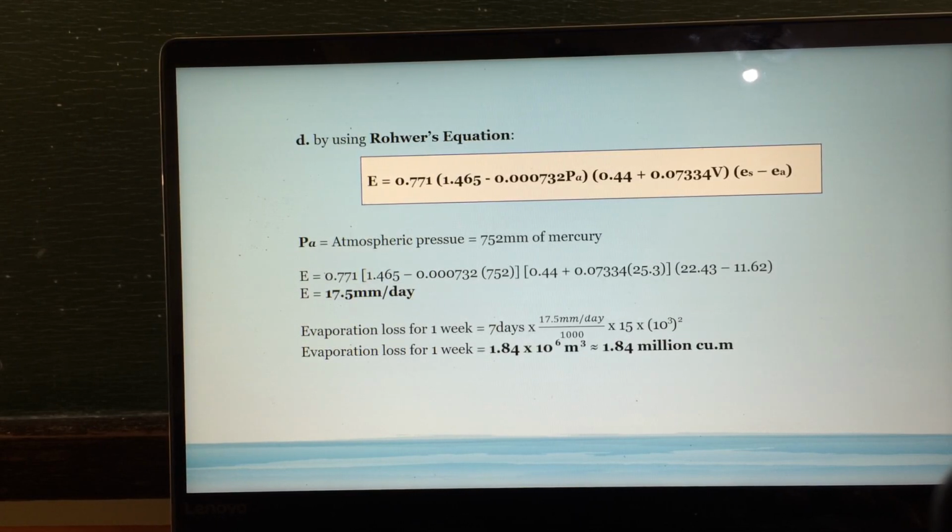E is equal to 0.771 times the quantity of 1.465 minus 0.000732 times P sub A, which is 752, times the quantity of 0.44 plus 0.07334 times 25.3, times the quantity of 22.43 minus 11.62. E is equal to 17.5 millimeter per day. Evaporation loss for 1 week is equal to 7 days times 17.5 millimeter per day over 1000 times 15 times 10 raised to 3 squared.